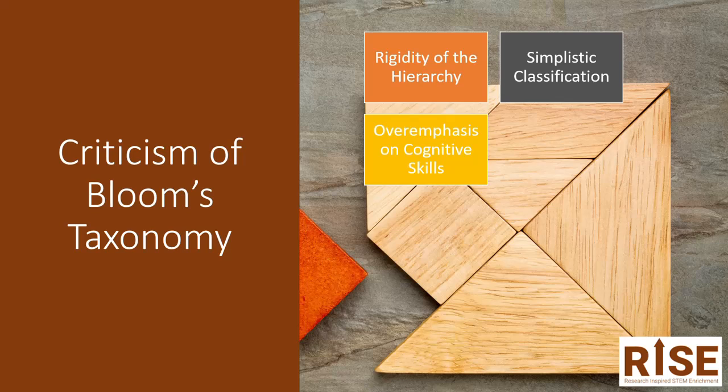Overemphasis on cognitive skills. Critics suggest that Bloom's taxonomy places too much emphasis on cognitive skills at the expense of other essential dimensions of learning, such as affective and psychomotor skills. Difficulty in classification. Determining the appropriate level of taxonomy for a particular learning objective can be challenging. The classification of a task or question into a specific level can be subjective and may vary among educators.